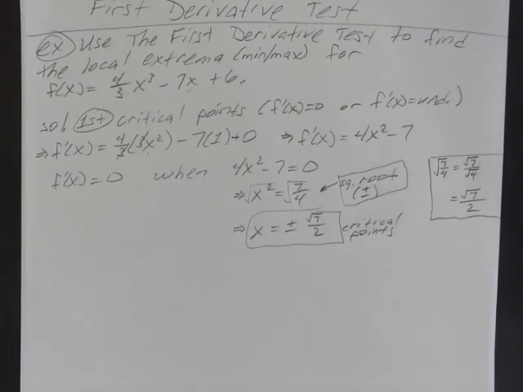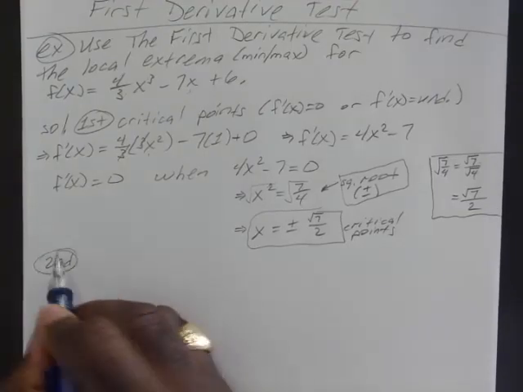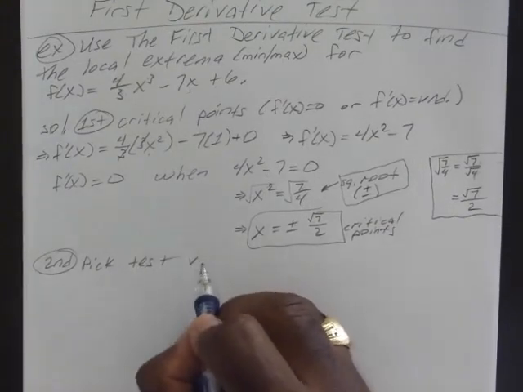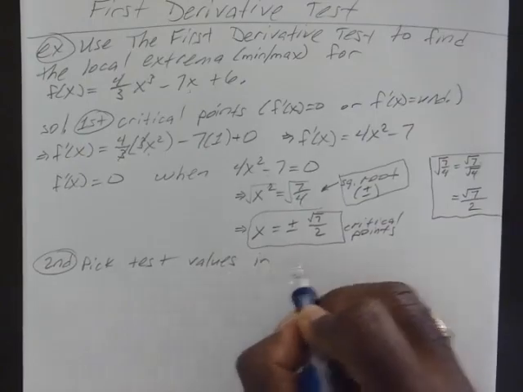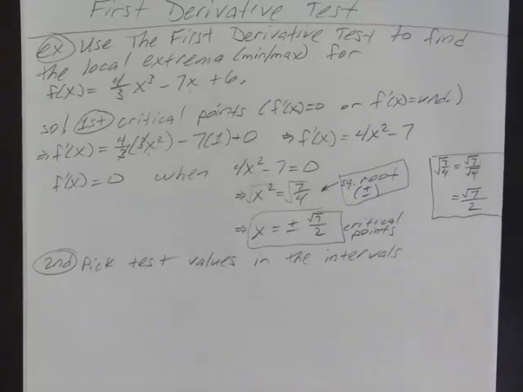Okay, so now we just have to test the values in between those critical points. So your second step is to pick test values in the intervals. And again, you don't have to do the number line. I just find it makes things so much easier when you do.